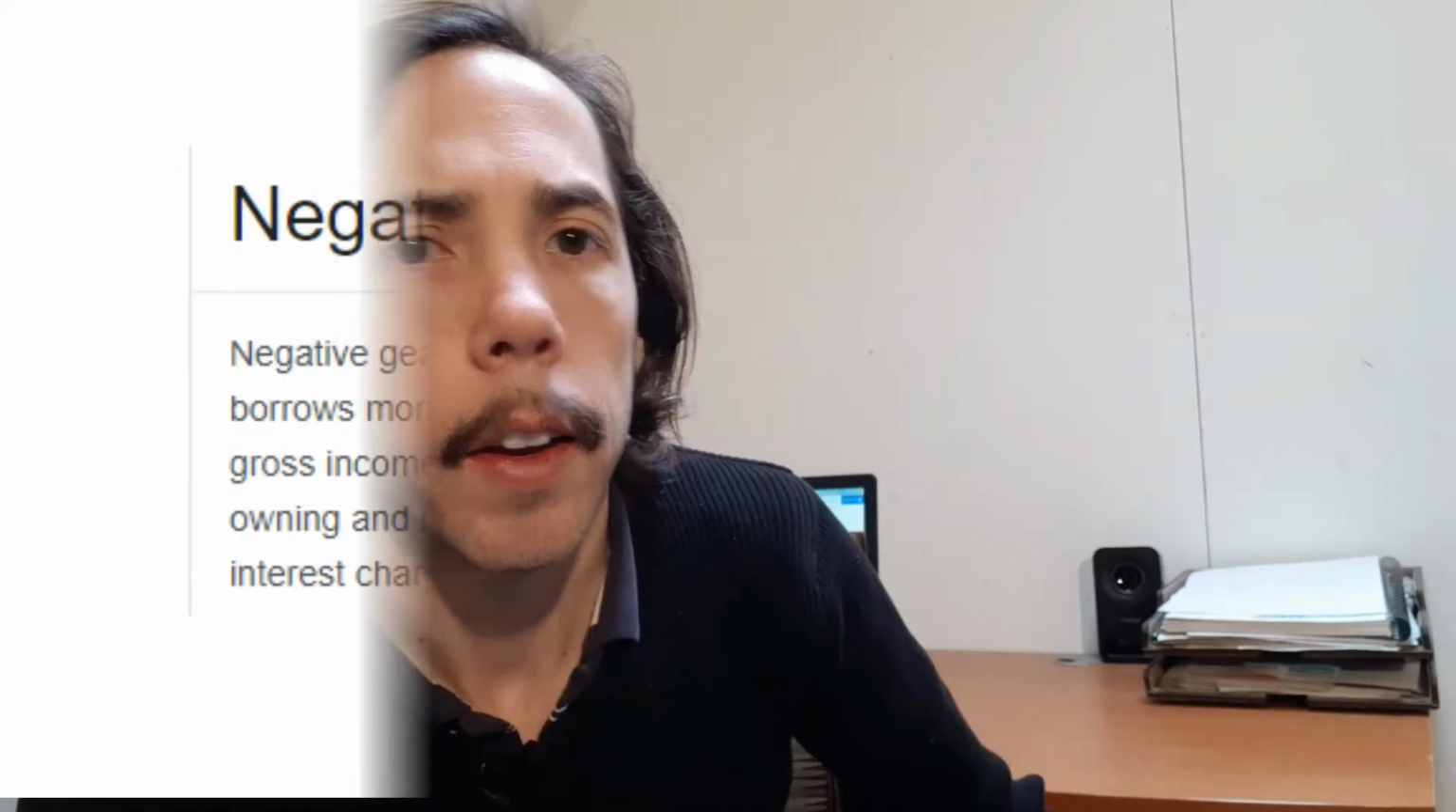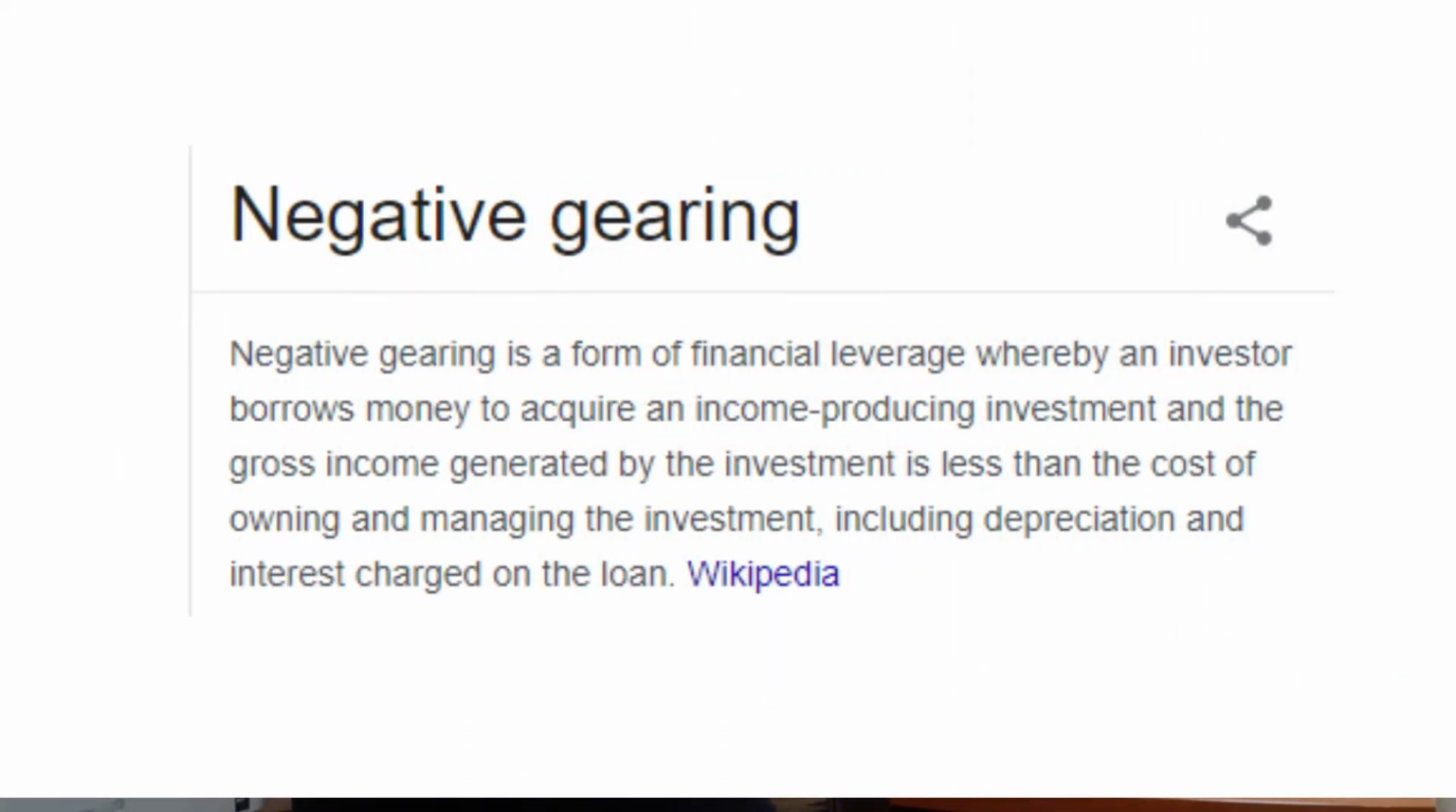Okay, now the definition of negative gearing per Wikipedia reads, negative gearing is a form of financial leverage whereby an investor borrows money to acquire an income-producing investment and the gross income generated by the investment is less than the cost of owning and managing the investment, including depreciation and interest charged on the loan.